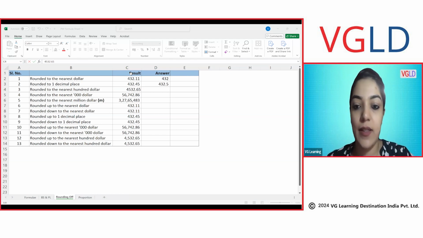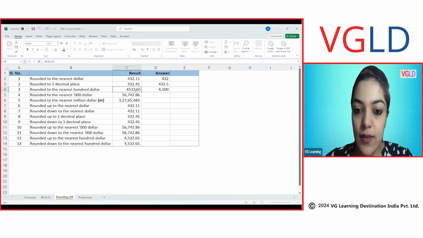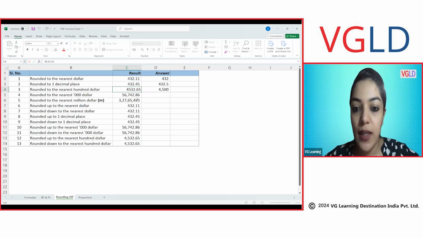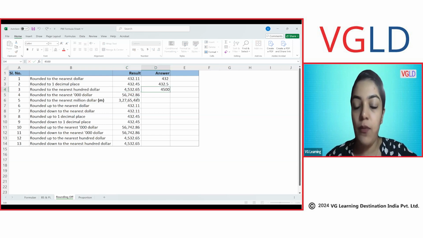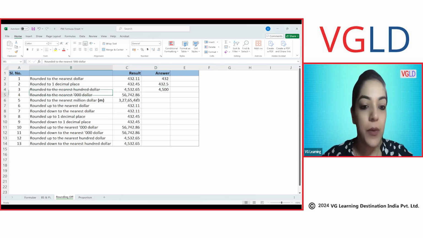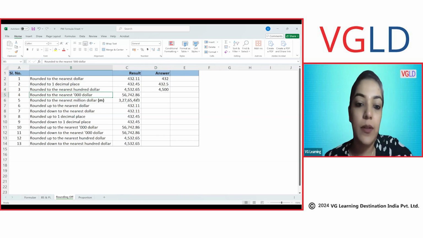All of you are right. It will be 4,500. Now, what you have to do is look at what is this? Units place, tens place, and hundreds place, right? So I have to round off at this point. So you look at the number immediately after this point, and what is it? Less than 5. So then we do lower rounding off, and that would be 4,500. Okay. Next is rounded to the nearest $1,000.